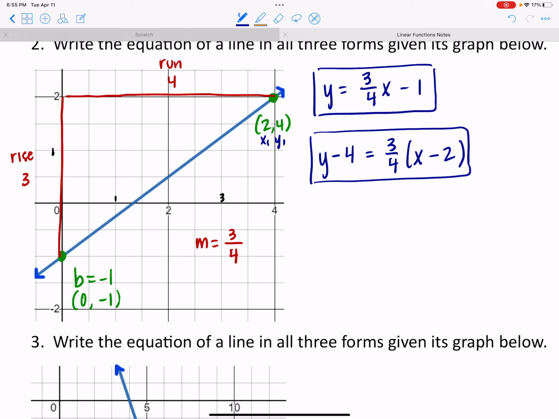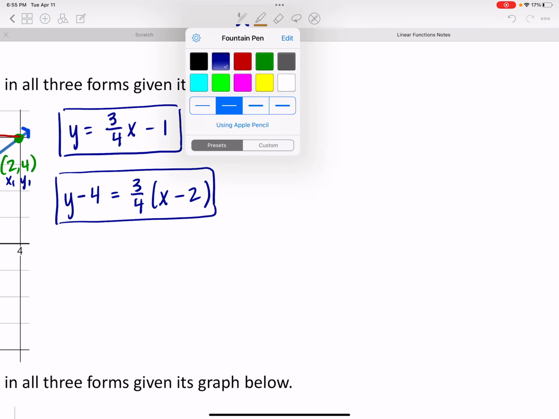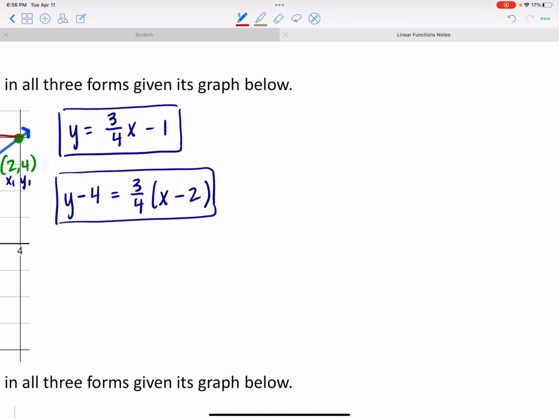And then for my standard form, I need to take one of these and rearrange it. Again, I think it's going to be easiest to rearrange the slope-intercept form. So if I want to rearrange this one, the first thing I would do is move the x term over. So it's a positive 3/4. I would subtract it. So negative 3/4 x, and then I would still have a positive y there, and it would still be equal to a -1.